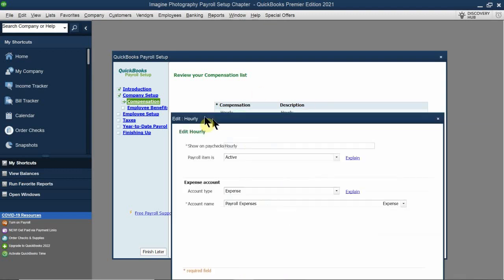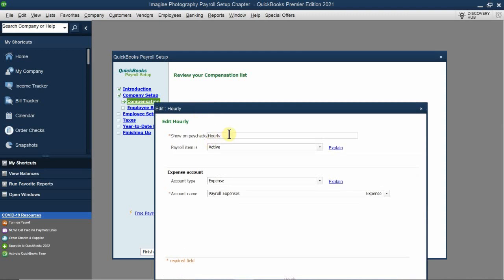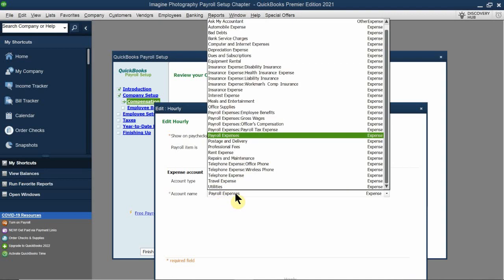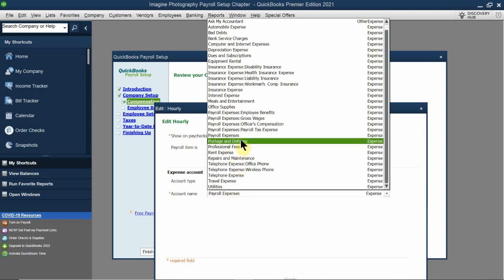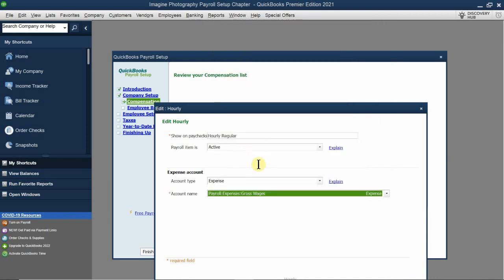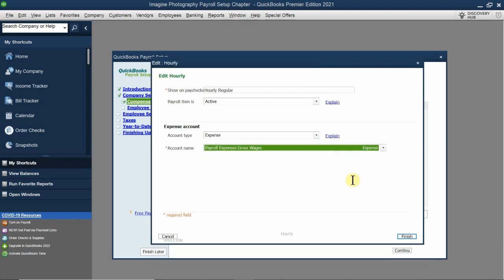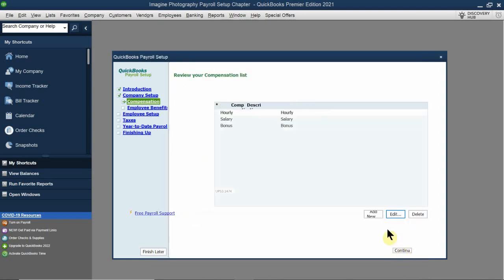Now, it says here, what do I want to name this? In this case, your book tells you that you want to name it hourly regular, okay, for regular employees. It is active. It is an expense. To what expense is it? It's going to be payroll expenses, gross wages, okay? All right, and then once that looks good, I could go ahead and click finish. Okay, so there I finished editing that one.